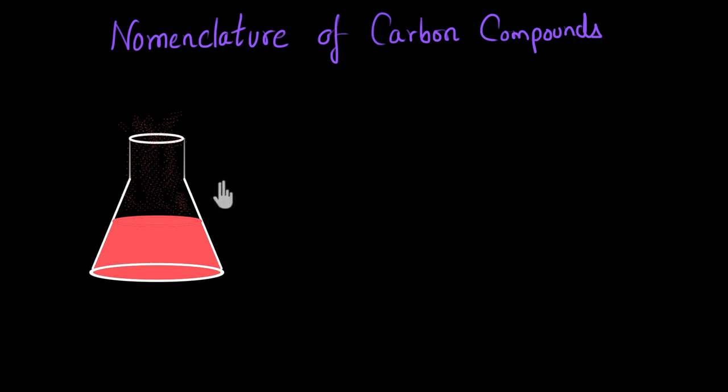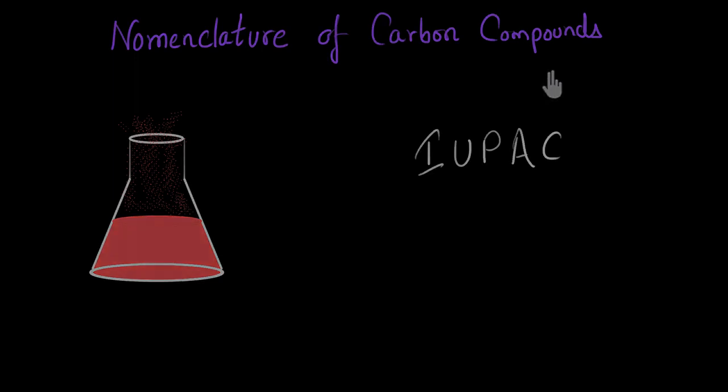That's where a union of scientists came together, called IUPAC, the International Union of Pure and Applied Chemistry. And they gave certain rules to name these compounds. That's what we are trying to talk about in this video, nomenclature of carbon compounds. Now with these rules, we all can come up with the names of all of the carbon compounds. So let's look at these rules.